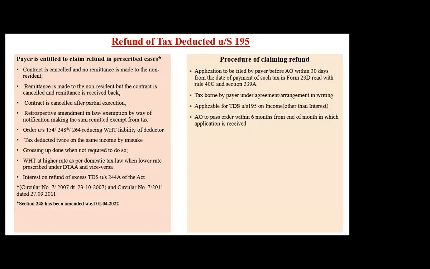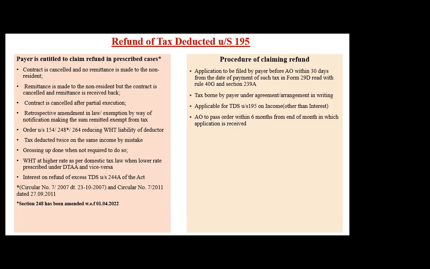Refund. So now on refund, I would say that in case you have deposited excess, in case the contract is cancelled, in case for whatever reasons as prescribed under circular number 7/2007 and circular number 7 of 2011, a payer is entitled to claim refund in case he has actually made the payment. If he has not paid the payment, then nothing, but refund is only there if he has made the payment. And these are a few of the reasons: contract is cancelled, remittance is made to a non-resident, and later on a partial contract is cancelled, and whatever the reasons are.